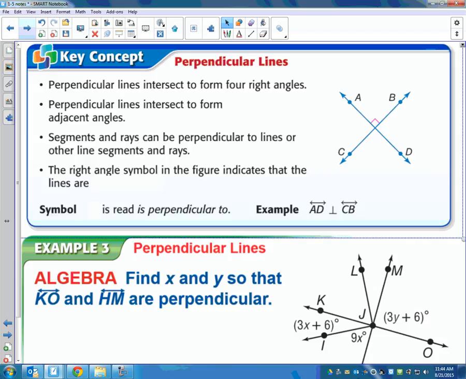Perpendicular lines intersect to form adjacent angles because they're right next to each other. The third little bullet there just says that you can have a segment or a ray that's perpendicular to a line or a segment or a ray. They don't all have to be lines. We say perpendicular lines, but you can cut any line into a segment or a ray. That's all that's saying. And the right angle symbol in the figure indicates that the lines are perpendicular. And I think you've used that, especially if you did Pythagorean theorem. You've seen that little box before, right? That means perpendicular. So that's the official symbol on a picture for perpendicular.